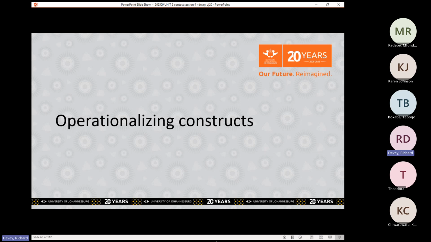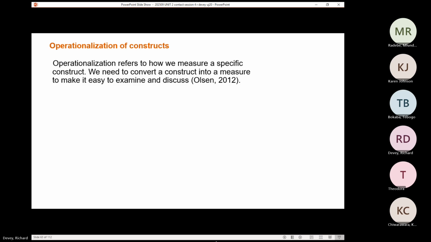Okay, so the operationalization of constructs is critical. That's where the questionnaire comes in, because that's where we're taking our construct from being on paper as a definition to being something that we can measure. So we're moving from a definition on paper to a variable that we can actually get a measurement for. Operationalization is how we measure a specific construct. So we need to convert a construct into a measure to make it easy to examine and discuss.